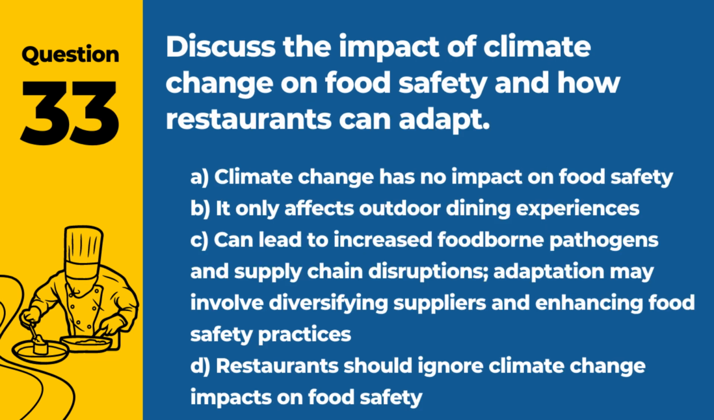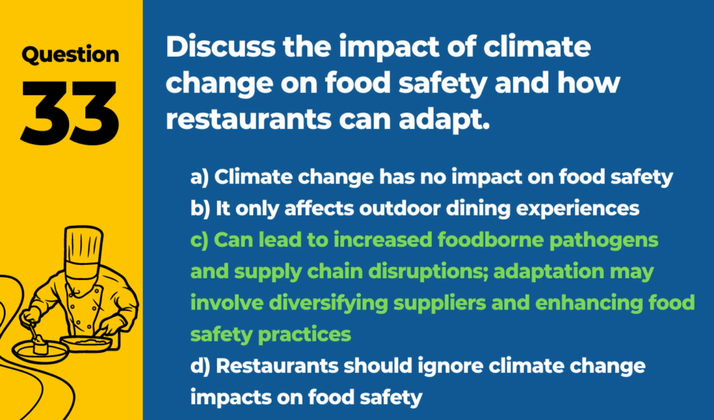Question 33. Discuss the impact of climate change on food safety and how restaurants can adapt. A. Climate change has no impact on food safety. B. It only affects outdoor dining experiences. C. Can lead to increased foodborne pathogens and supply chain disruptions. Adaptation may involve diversifying suppliers and enhancing food safety practices. D. Restaurants should ignore climate change impacts on food safety.